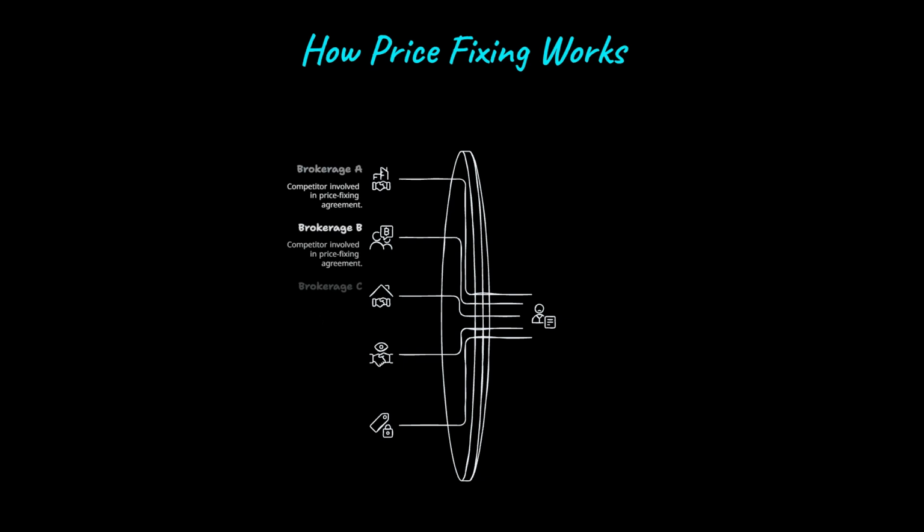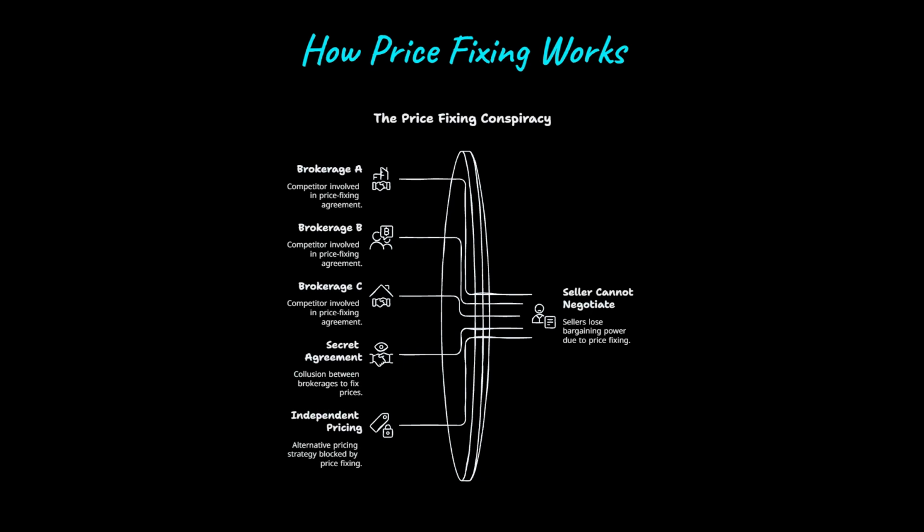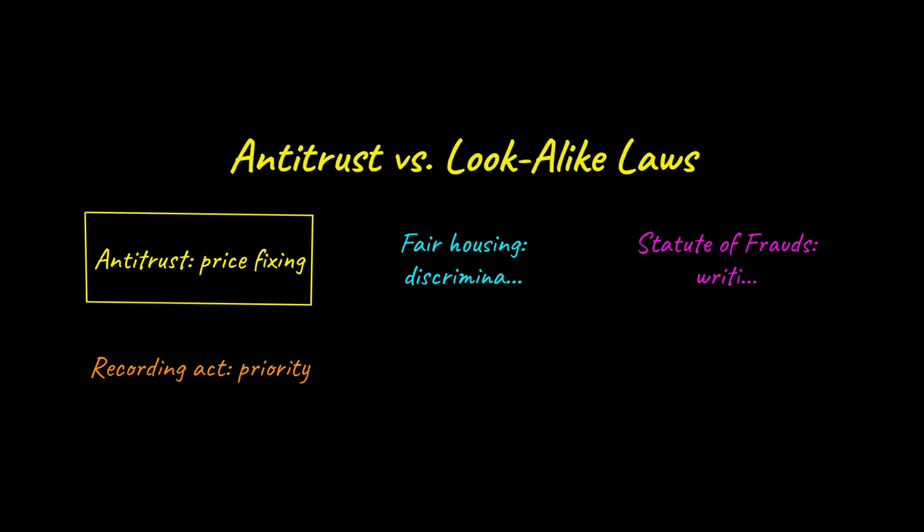Picture several brokerages quietly agreeing to charge sellers the same commission percentage so no one undercuts the others. That coordination replaces each firm's independent pricing decision, and the seller who could have negotiated a lower rate is denied that chance. The exam tests whether you can separate antitrust from lookalike laws, fair housing bans discrimination.